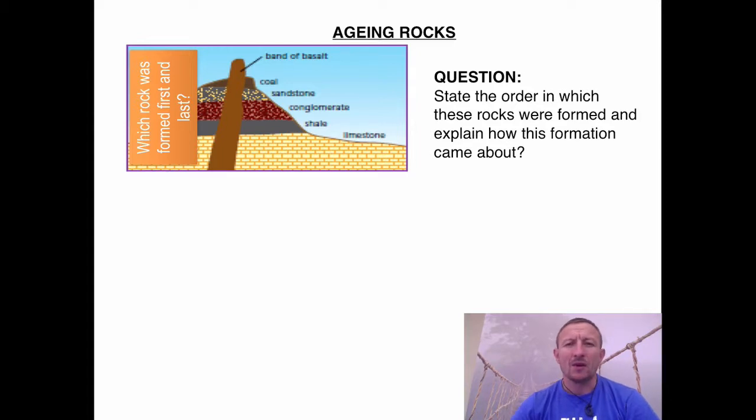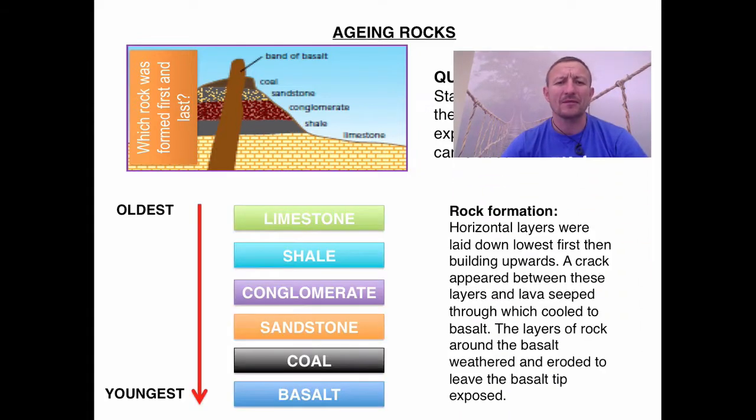So in the question, we're asked to order these from oldest to youngest. So the oldest layer is going to be the layer that's right at the bottom. So we're going to have limestone. That's then going to be followed by shale, conglomerate, sandstone, coal, and then finally we'll get the band of basalt. So this is the way that you would write it.